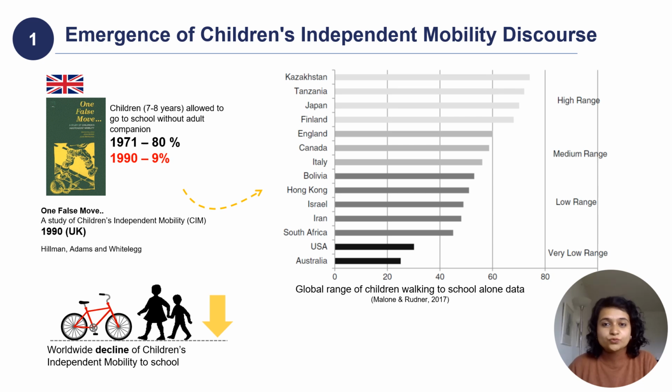With this background, we come to the era of 1990s. London-based researchers Hillman, Adams, and Whiteleg in their groundbreaking study titled One False Move found that only 9% of British children aged 7 to 8 years were allowed to go to school without an adult companionship, a sharp drop from 80% in 1971. This sparked similar studies globally, all showing a sharp decline in children's independent mobility, which has fueled today's discussion on the topic.